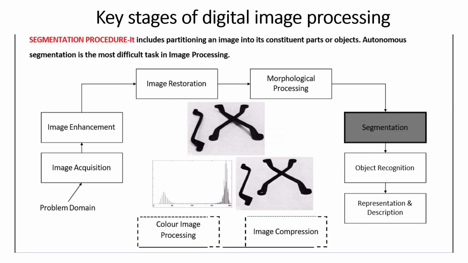Next comes the segmentation. It includes the partitioning of an image into its constituent parts or objects. Autonomous segmentation is the most difficult task in image processing. Here we can see the image segmentation: in this 3D view, we have segmented the tools part alone and shown it in the next image.